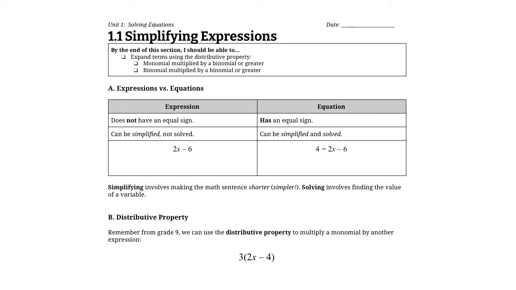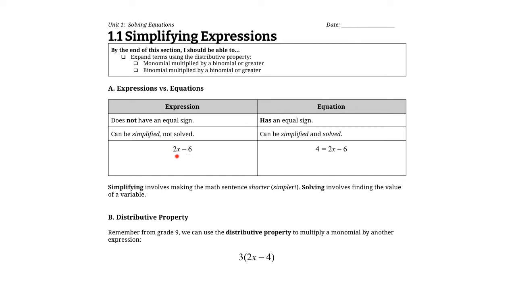And we will also look at binomial multiplication using the FOIL method. Before we begin, let's review the difference between an algebraic expression versus an algebraic equation. So an algebraic expression is one that does not have an equal sign. So because it is not actually equal to anything, the most that we can do with an algebraic expression is simplify it and not actually solve it.